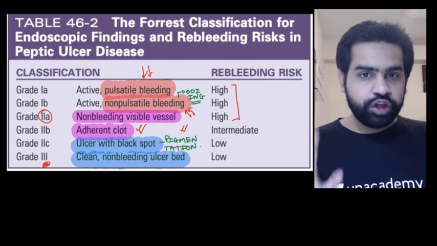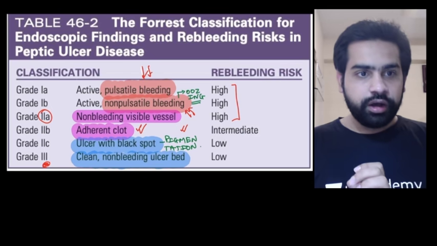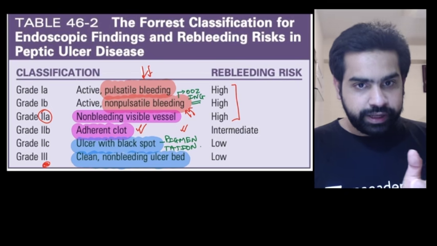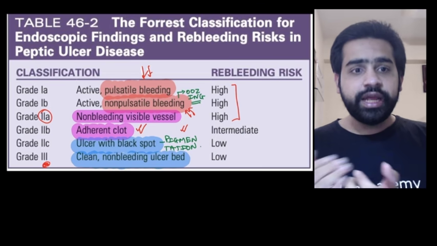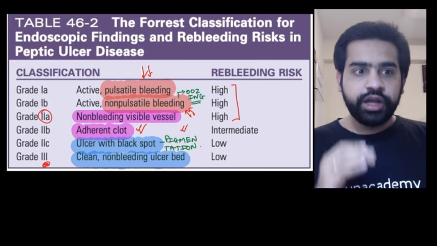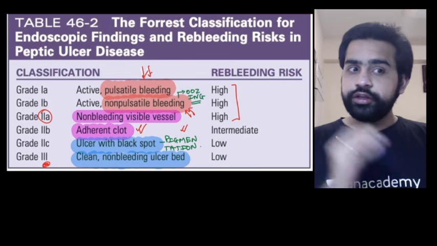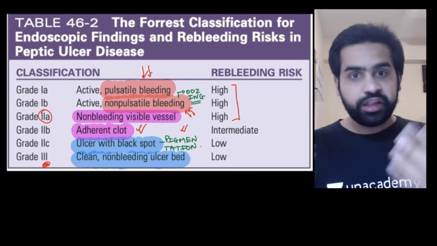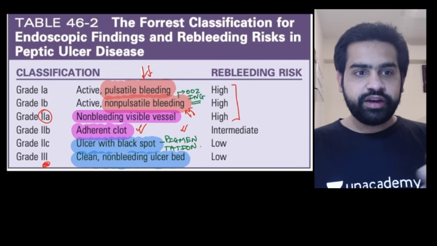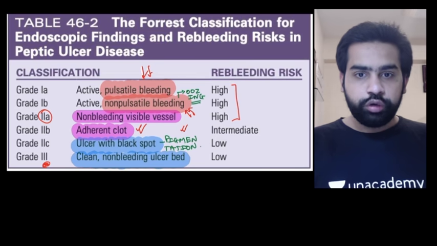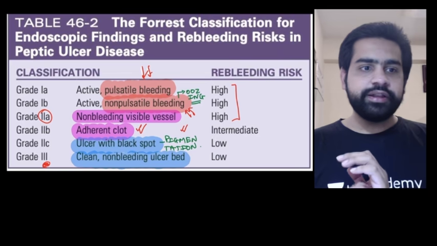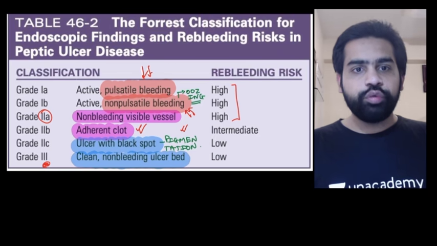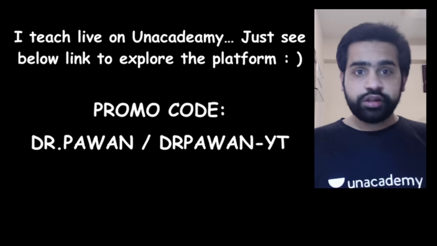So this is about the first classification. Last time I'll just repeat it. Grade 1A is pulsatile bleeding. Grade 1B is a non-pulsatile bleeding, which you can also refer to as oozing of the blood. Then 2A, 2B, 2C. 2A is basically a non-bleeding but visible vessel. 2B is adherent clot. 2C is ulcer with a black spot, that is, pigmentation present, and grade 3 is a clean non-bleeding ulcer bed. Out of this, grade 1A, 1B and 2A have a high risk of rebleeding. 2B has an intermediate risk of rebleeding, and grade 2C and 3 have a low rate of rebleeding.